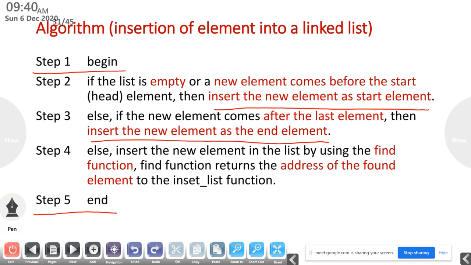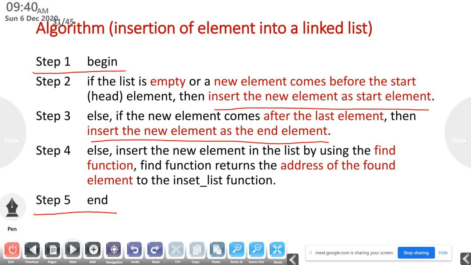For example, if we want to insert in between, we should find the element that we want to insert in between, so the first element that we want to find. The find function returns the address of the found element to the insert list function. Then we can insert it in between, which we will discuss.